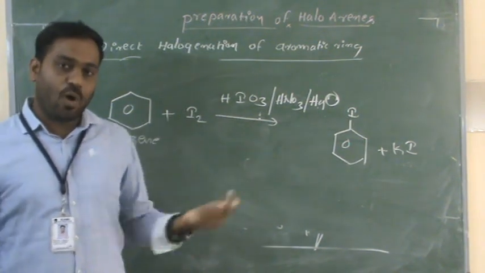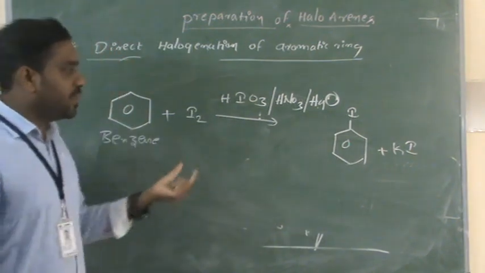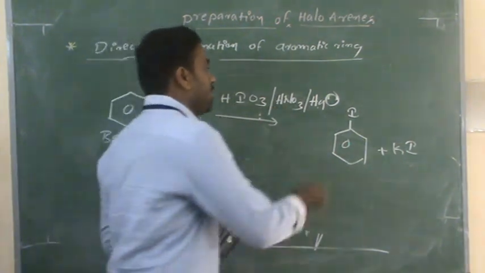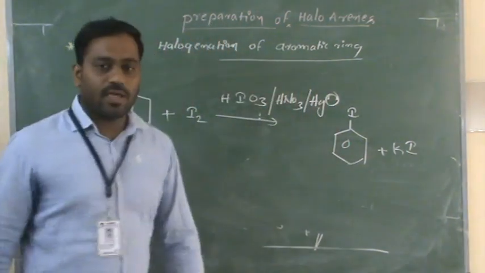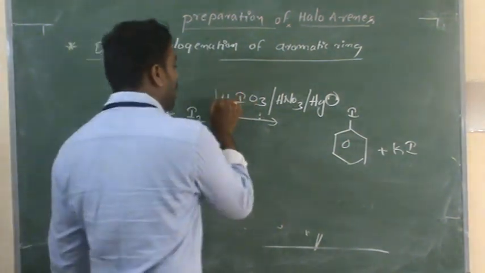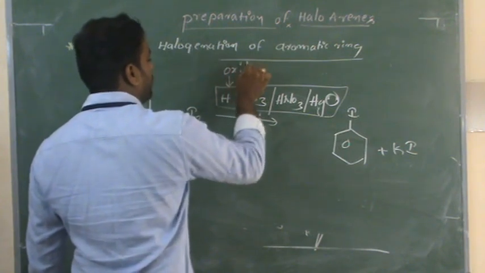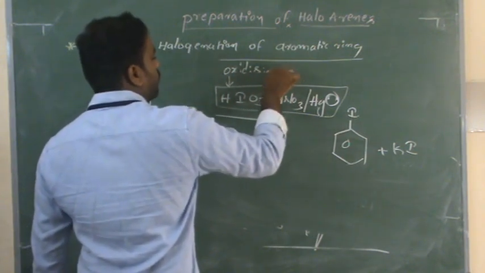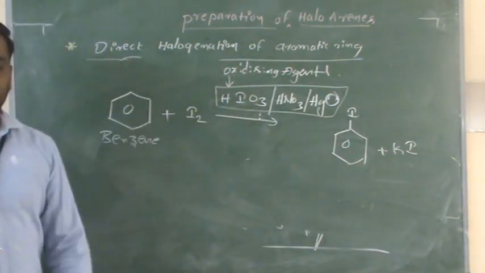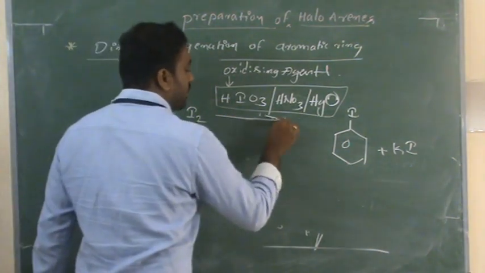It's not like how we prepared chlorobenzene and bromobenzene. It is a different method. We are using the catalysts either HIO3 or HNO3 or mercuric oxide. So what is the use of these reagents? These we can call oxidizing agents. So what is the help of these oxidizing agents in this reaction? This reaction is actually a reversible reaction.